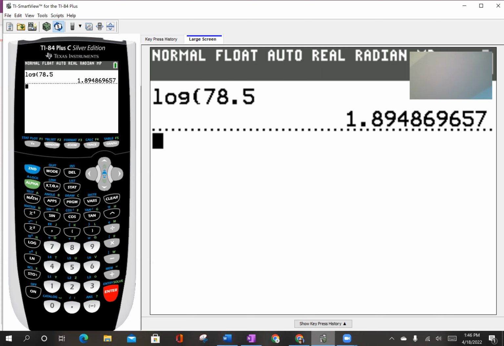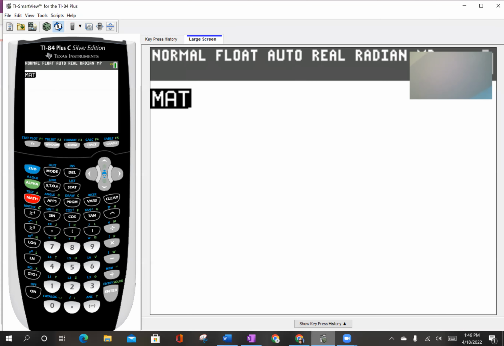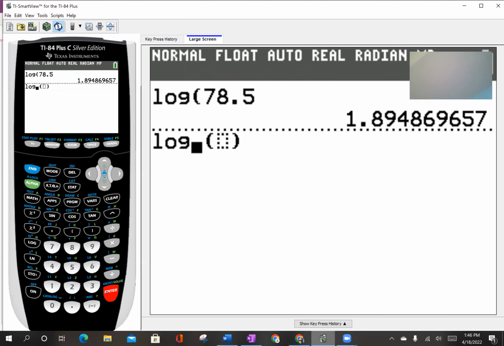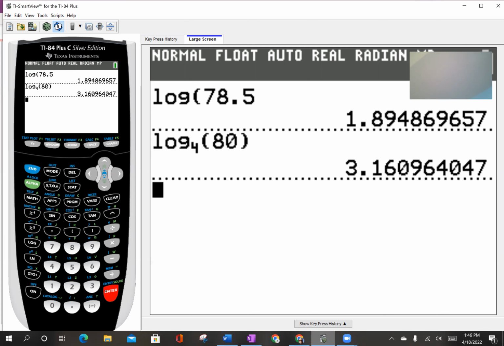Okay, but what if it has a base like number 3? Well, the way we do that is we go to the math menu. In the math menu, we need to go down to option A. And then we're going to do log base 4 of 80. Now we've got it in there and we can just hit enter. And now we've got our answer. So we get 3.161 if we're rounding to the nearest thousandth, because that's 3 decimal places.